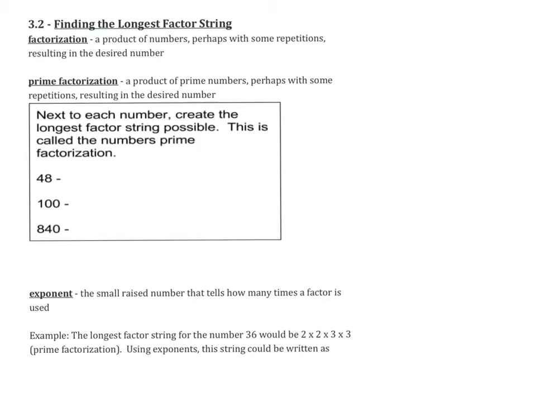So this is a picture from your notes packet, and it talks about factorization again and prime factorization. Next to each number, create the longest factor string possible. This is called the number's prime factorization. I'll do 48 for you. So for 48, you keep breaking it down, and I just use 2. I see 8 is an even number, so 48 divided by 2 gives me 24. So 2 times 24 is 48.